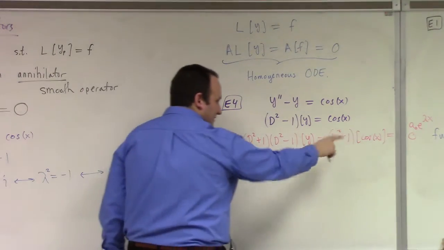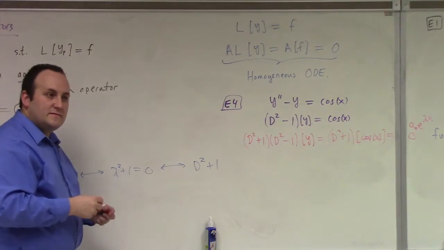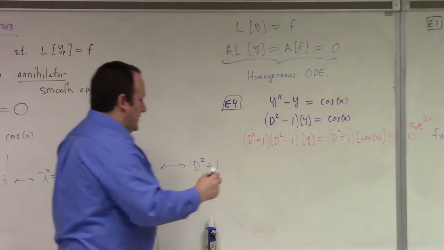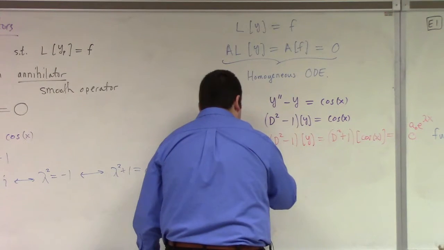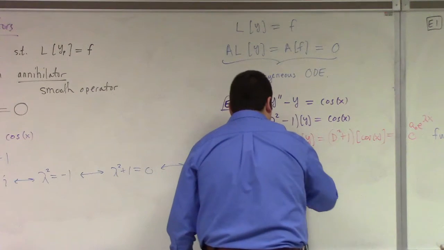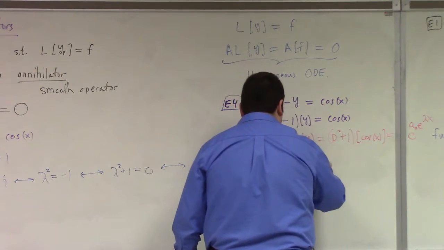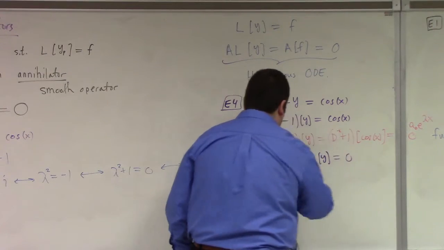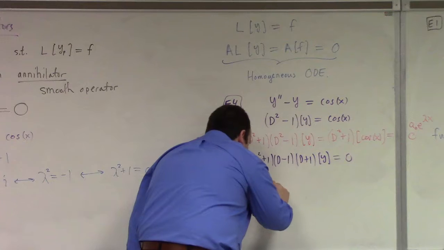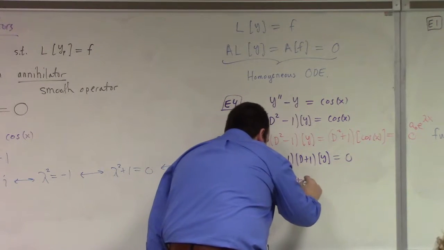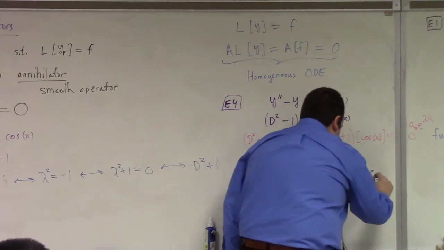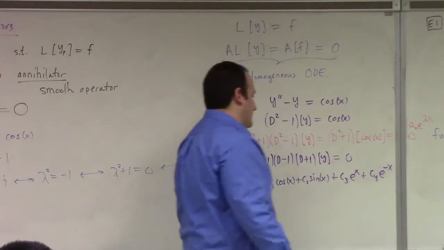And this is something we know how to solve. Yeah, it's fourth order, but we can solve this thing. This is D squared plus 1, D minus 1, D plus 1. What's the solution to that? I can write it down. It's y equals c1 cosine x plus c2 sine x plus c3 e to the x plus c4 e to the minus x.